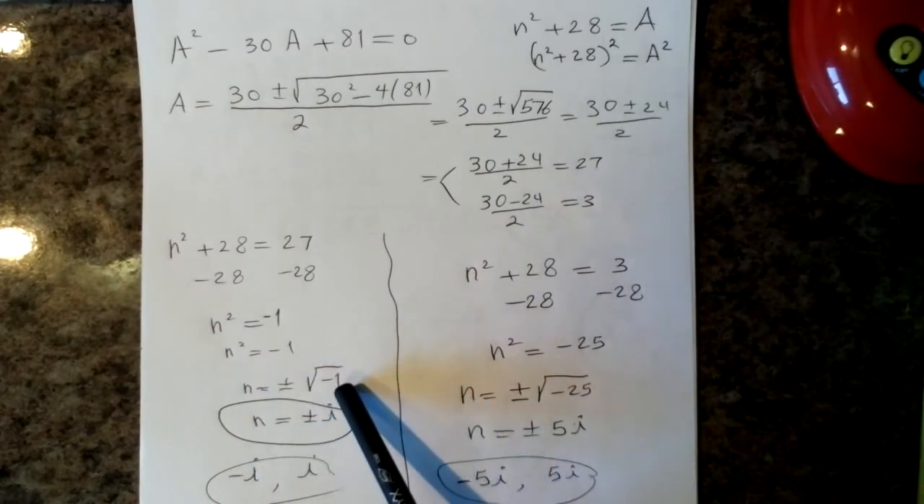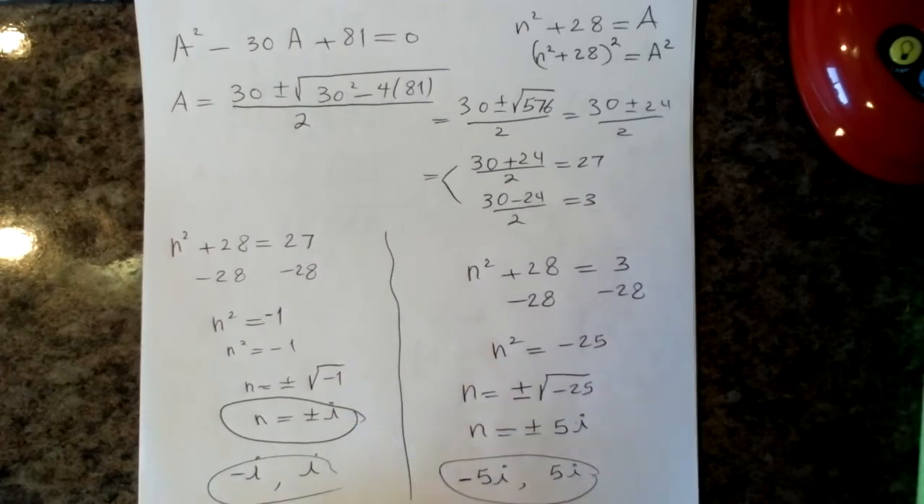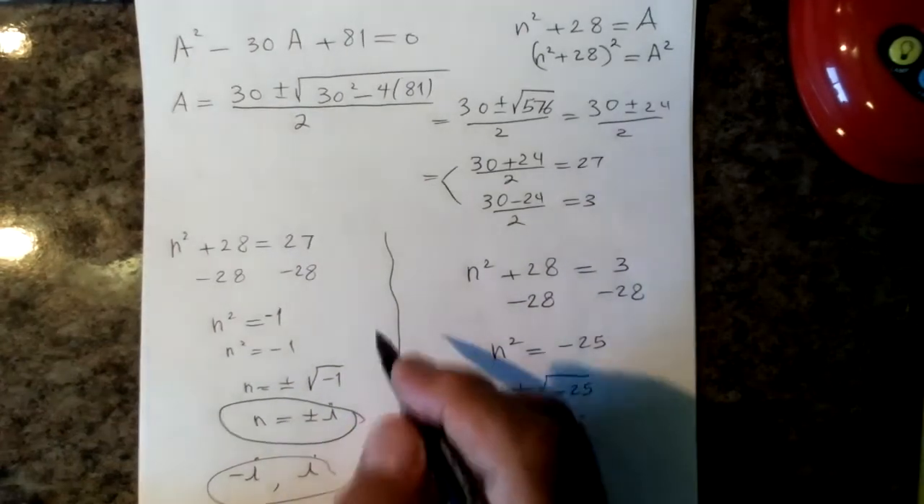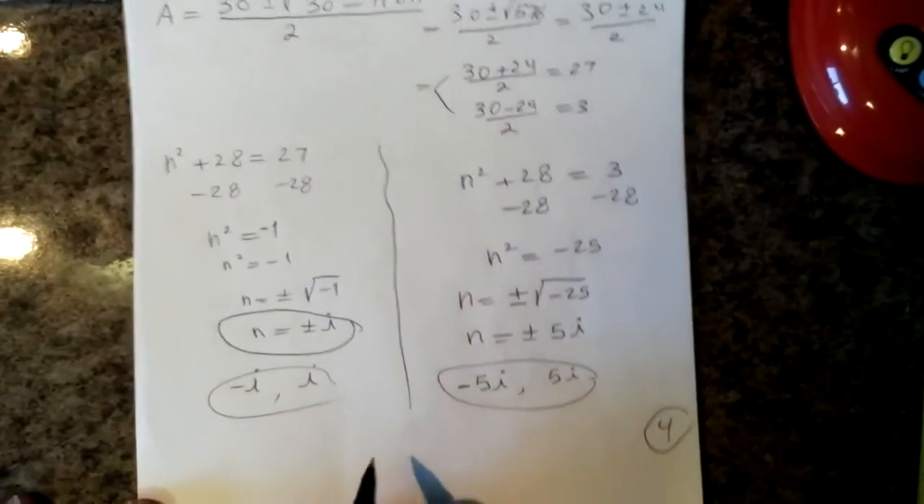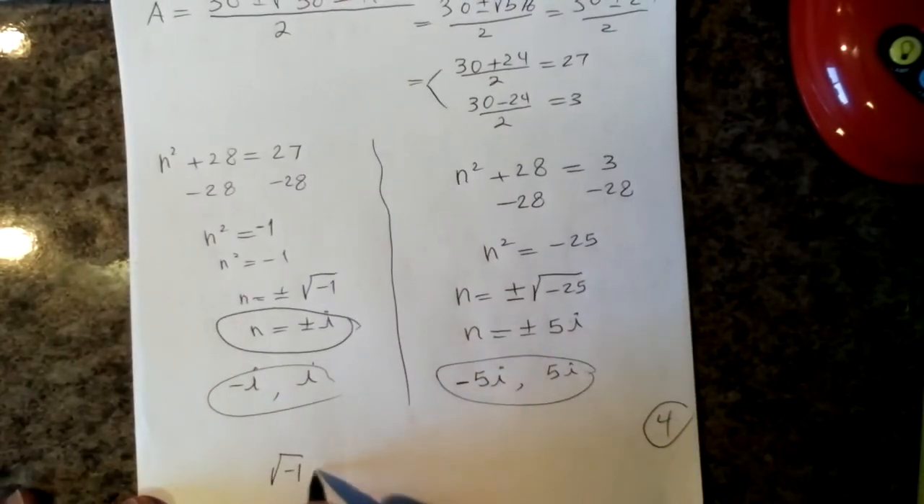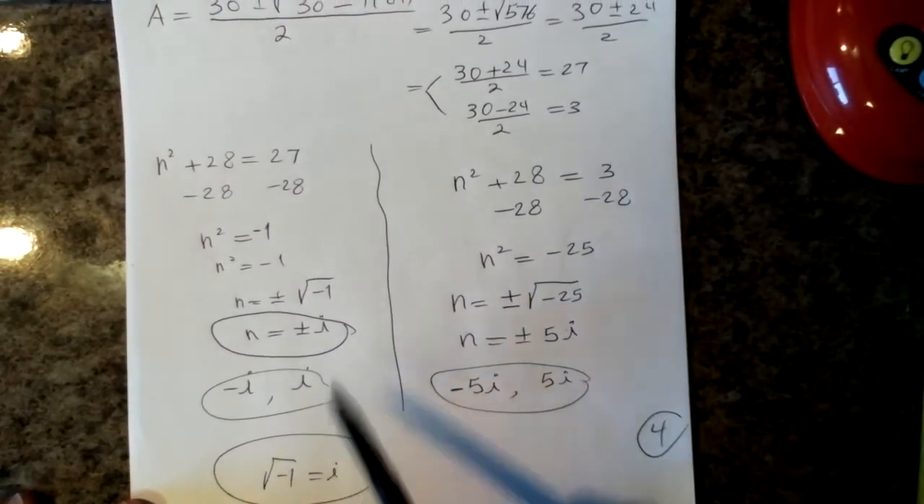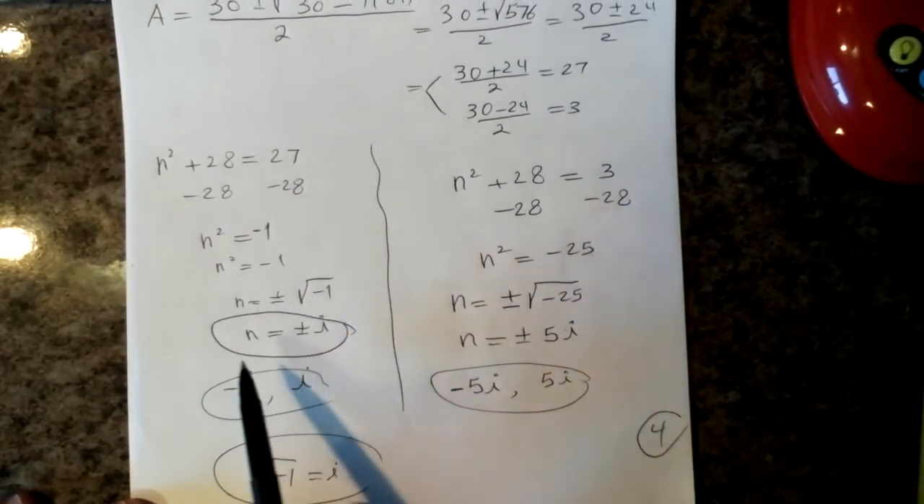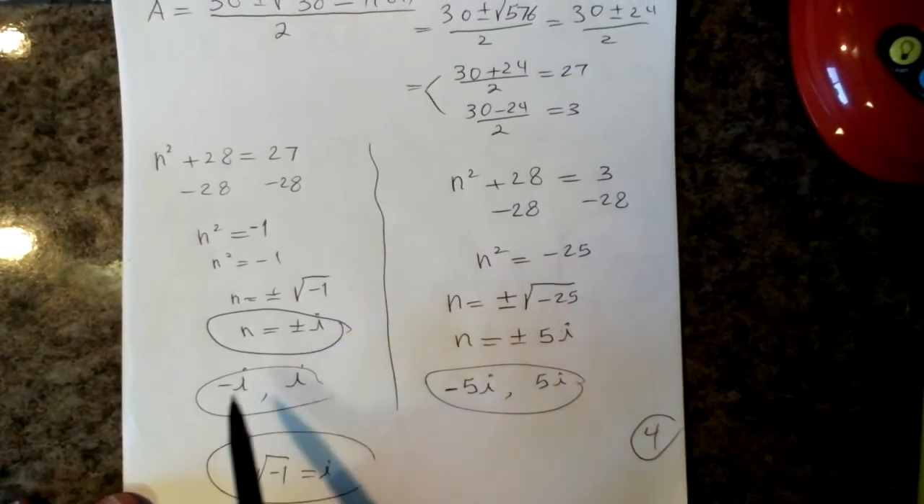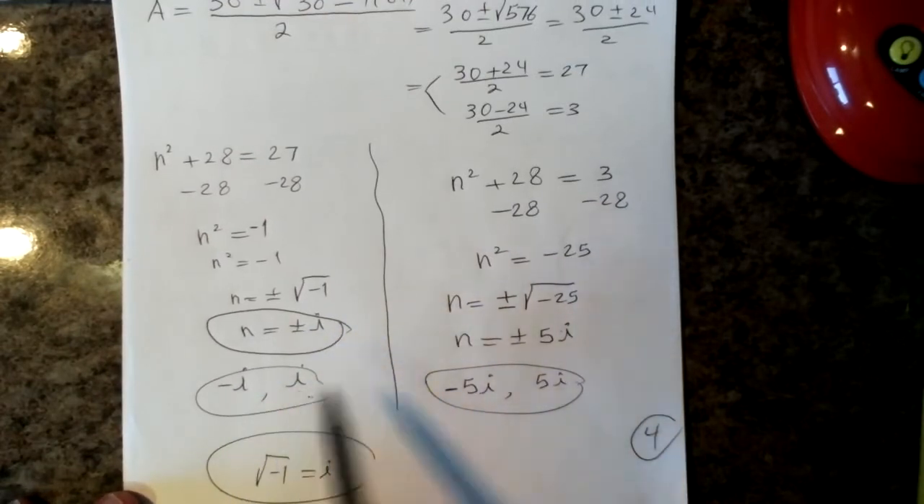You understand that radical negative 1 is undefined. If you use your calculator and take the square root of negative 1, it's undefined. So you don't have a real answer, but you remember that anytime you have radical negative 1, it is always equal to i. So we put that one here. So n is plus or minus i, so there are 2 complex numbers here.